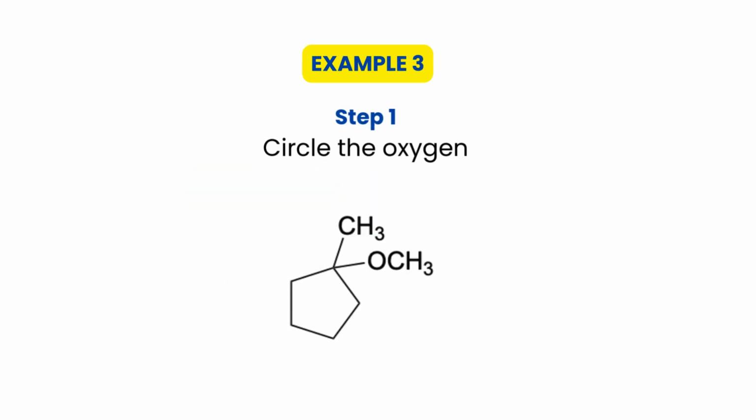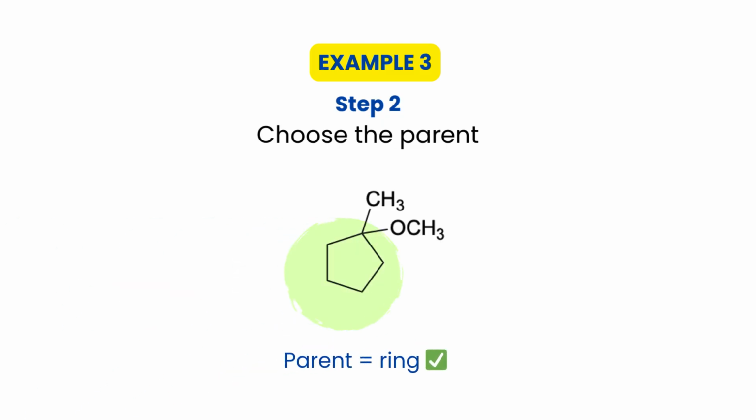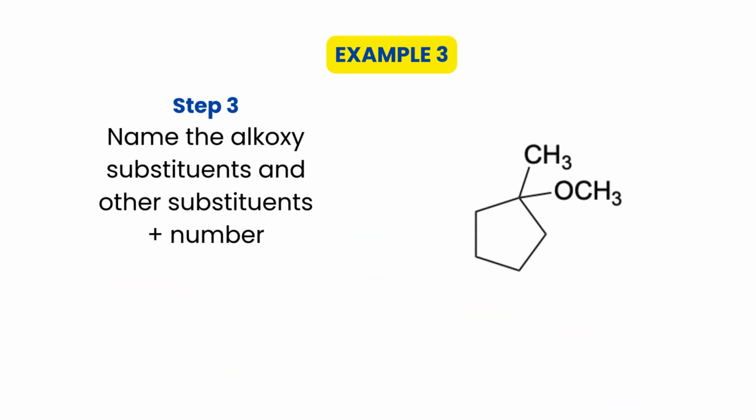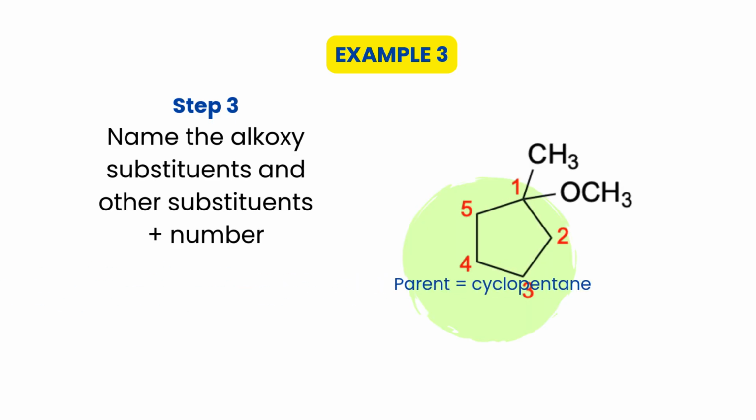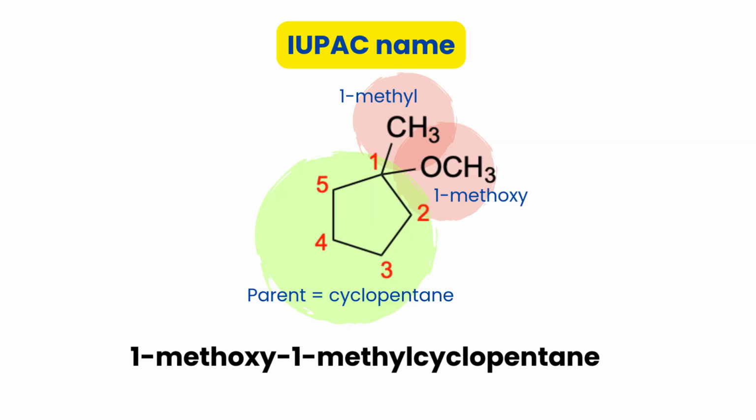Now this one's a little different. It has a ring, but we'll still start the same way with step 1. Circle the oxygen. Step 2. Choose the parent. Since there's a ring, the ring is the parent. Now step 3. Our parent is cyclopentane, so we number the ring to give the lowest numbers. At carbon 1, we have a methyl group and a methoxy group. So we list the substituents with their numbers, 1-methyl and 1-methoxy, on cyclopentane. The IUPAC name here is 1-methoxy-1-methylcyclopentane.